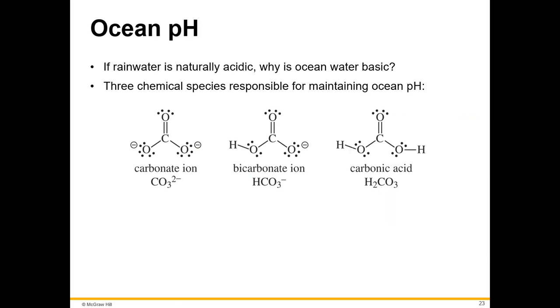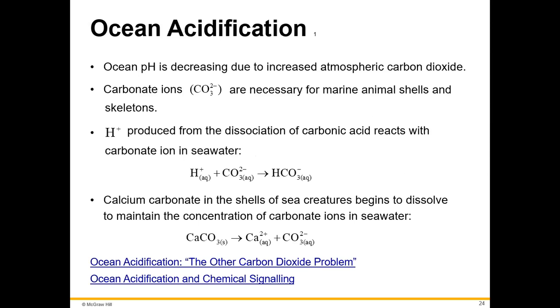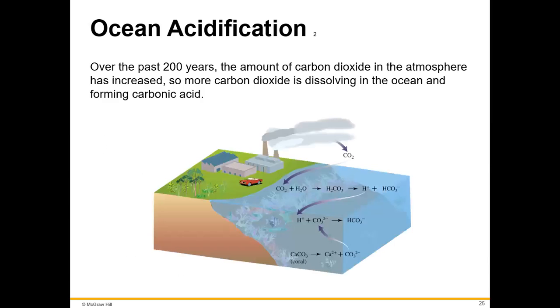So the pH of the ocean, you would say, well, if rainwater is a little bit acidic, why would ocean water be a little bit basic? And so there are three substances that are kind of bouncing around in equilibrium that maintain the pH of the ocean. And you don't need to know this for a test, but just for your knowledge, there's carbonate, bicarbonate, and carbonic acid. And ocean pH decreases because of pollution, more or less. So just something for you to read about on your own.